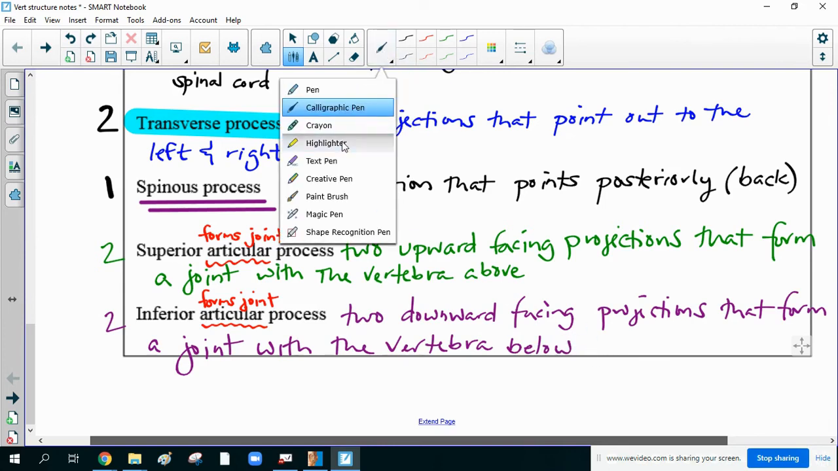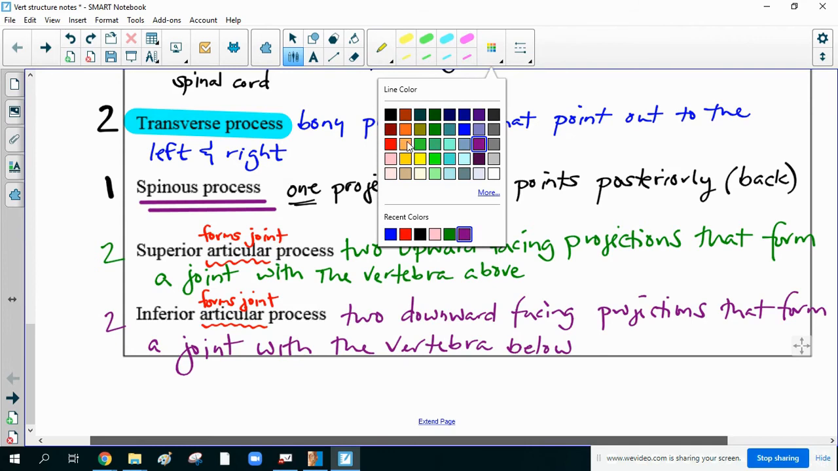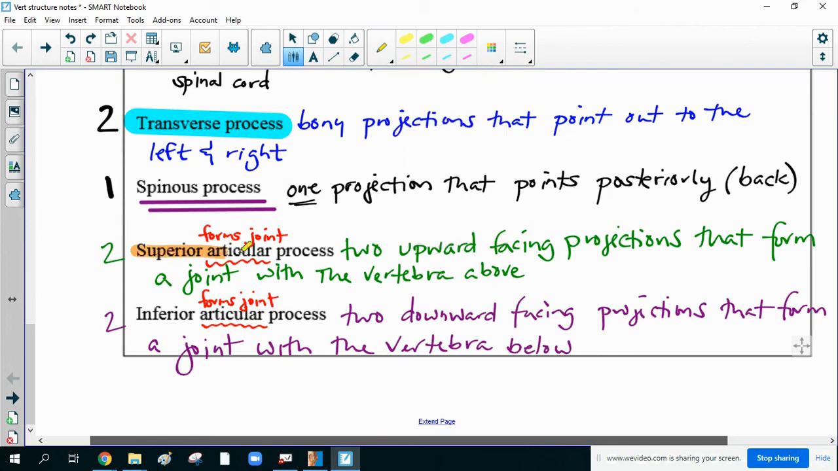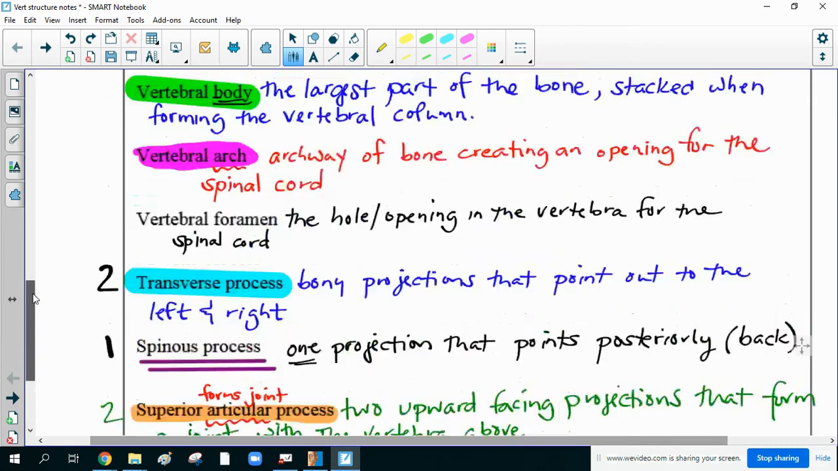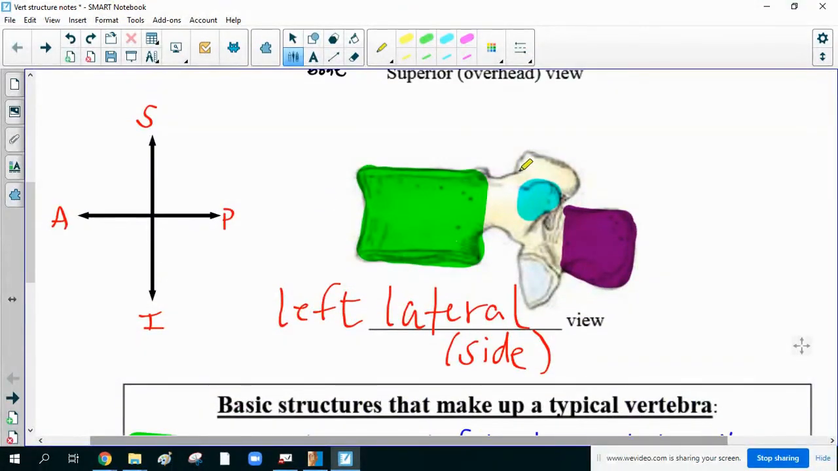Okay, let's color in our superior articular process. We'll come up to our side view. This one points upward. Okay, and I'm actually going to draw in an arrow just to be kind of obnoxious about it. See, that one goes up. And this one faces down.